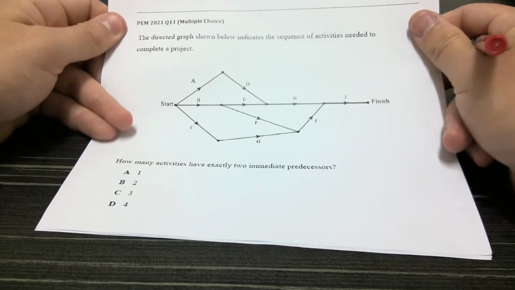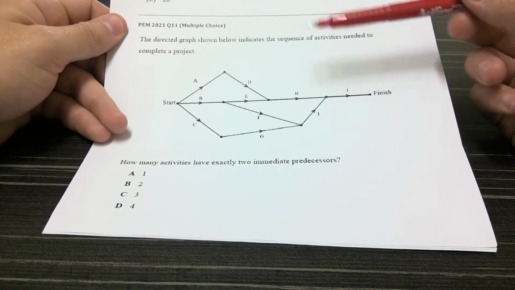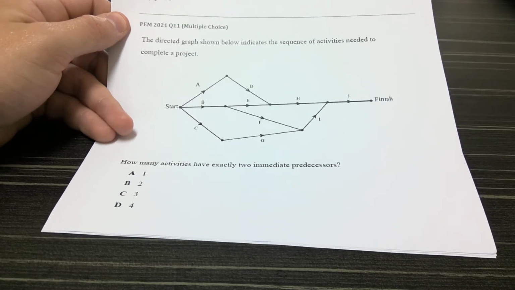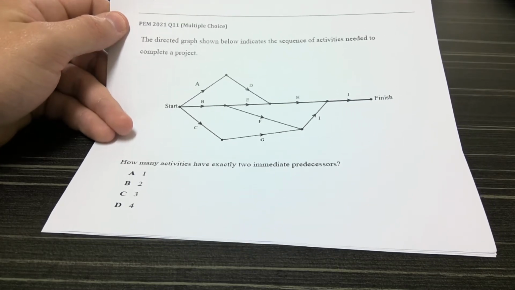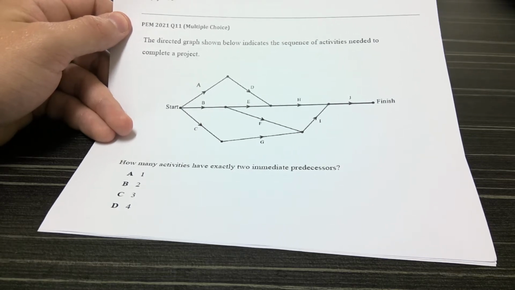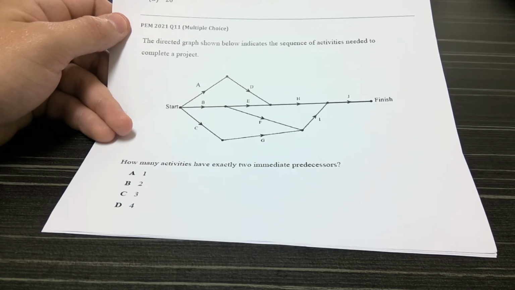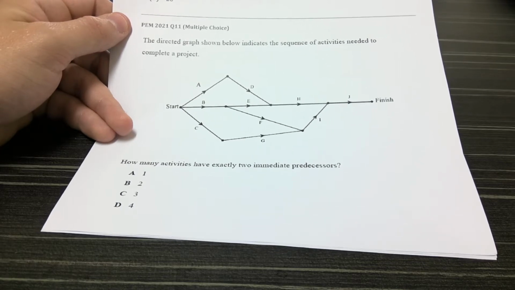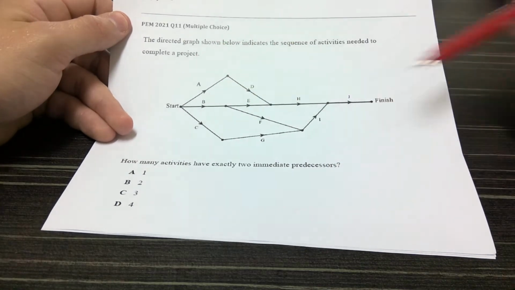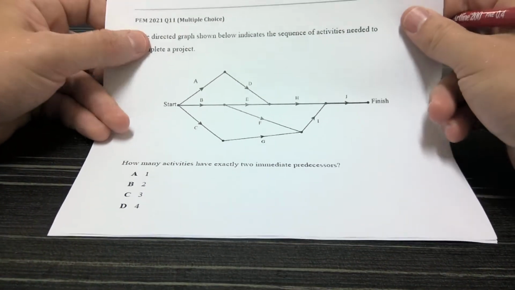This is from the PEM paper, question 11. And I've noticed that in past trials and also HSC papers, you're pretty much guaranteed to get at least one question based on critical path analysis. So we want to be looking out for that. The directed graph shown below indicates the sequence of activities needed to complete a project. So we have no durations. We only have a bunch of activities.